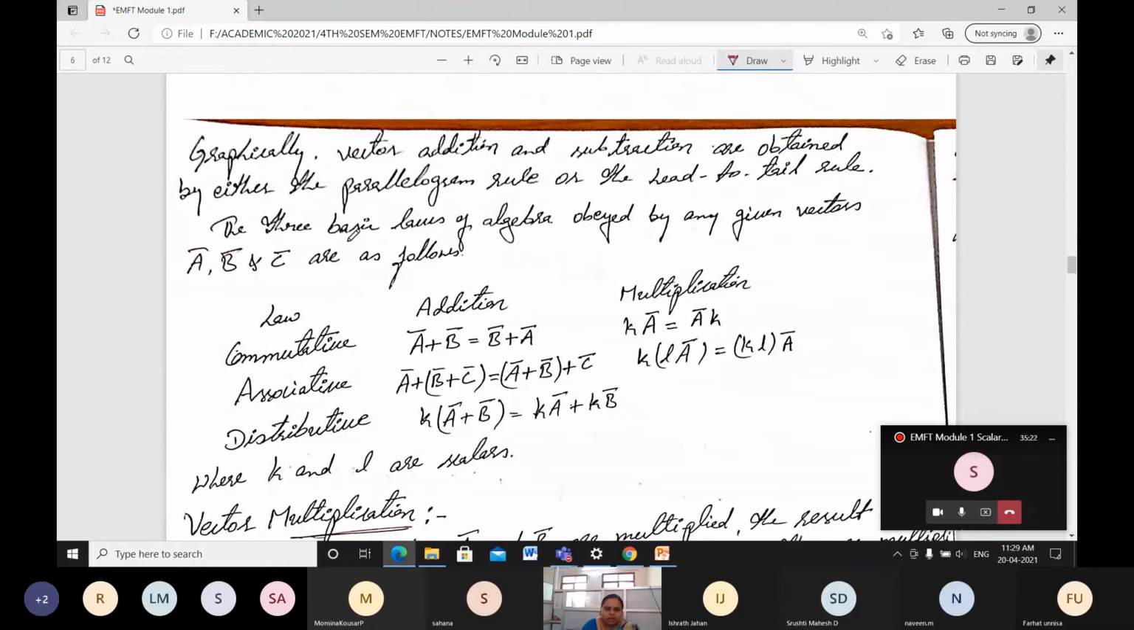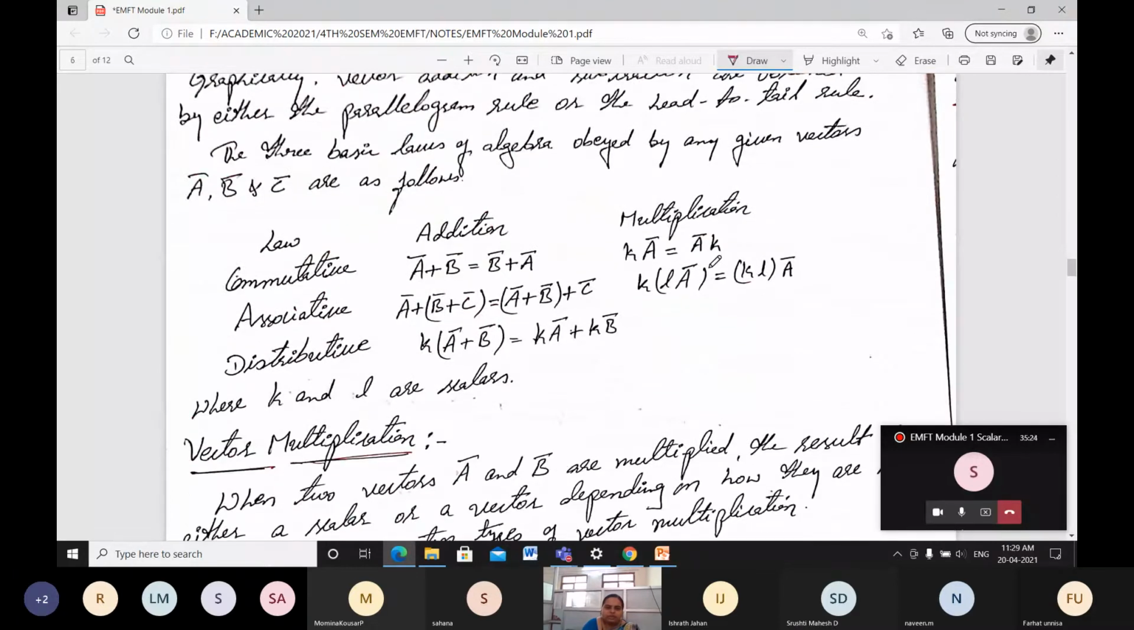Then some of the algebraic laws that we learned previously in the basics. The commutative law is satisfied for addition, that is A bar plus B bar is equal to B bar plus A bar. In terms of multiplication, if I multiply with a scalar quantity, k into A bar is equal to A bar into k. For the associative law, A bar plus B bar plus C bar in terms of vectors is A plus B vectors plus C bar.